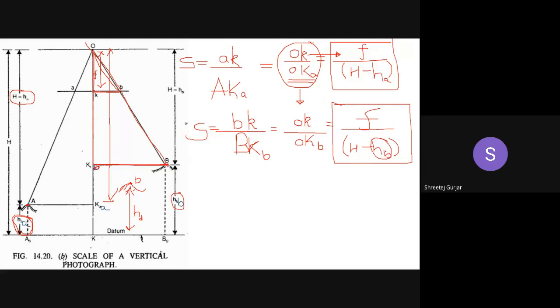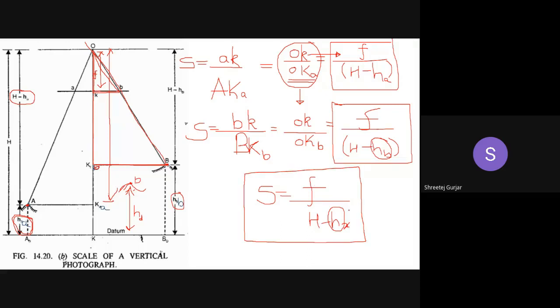So the general thing you can mention is S equals F by H minus H, so whatever the elevation from the datum to that particular point is, you can substitute. I will write it as Hx, any height x from the datum level. So this is the general formula which you can use.